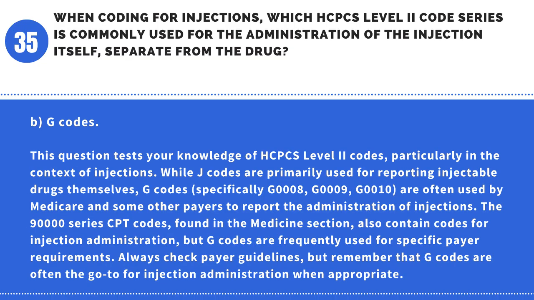Answer B. G codes. This question tests your knowledge of HCPCS Level 2 codes, particularly in the context of injections. While J codes are primarily used for reporting injectable drugs themselves, G codes, specifically G0008, G0009, G0010, are often used by Medicare and some other payers to report the administration of injections. The 90,000 series CPT codes, found in the medicine section, also contain codes for injection administration, but G codes are frequently used for specific payer requirements. Always check payer guidelines, but remember that G codes are often the go-to for injection administration when appropriate.